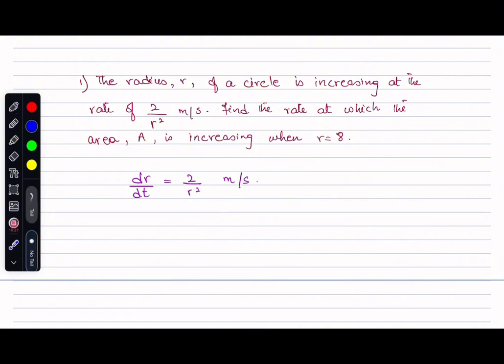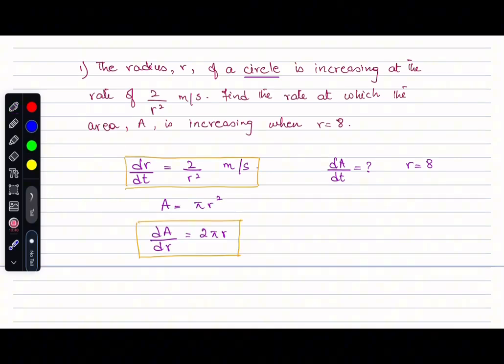Second part: find the rate at which the area A is increasing when r equals 8. The rate at which the area is increasing; again, the rate means it's with respect to time. That means they are asking us to find dA by dt. They are asking us to find the rate at which the area is increasing. So it's dA by dt, which we are supposed to find out, and this is when the radius is equal to 8 meters.